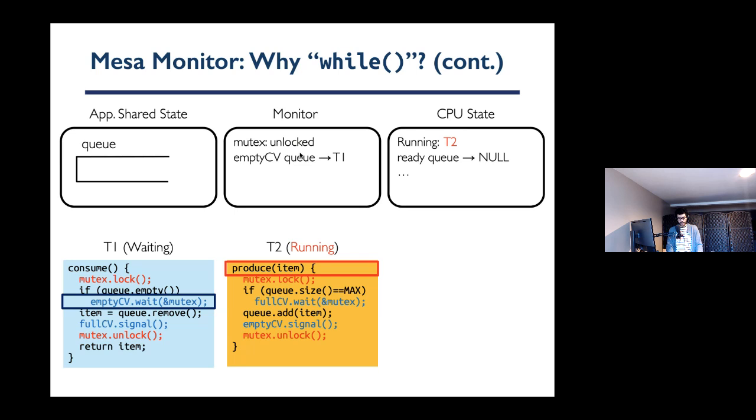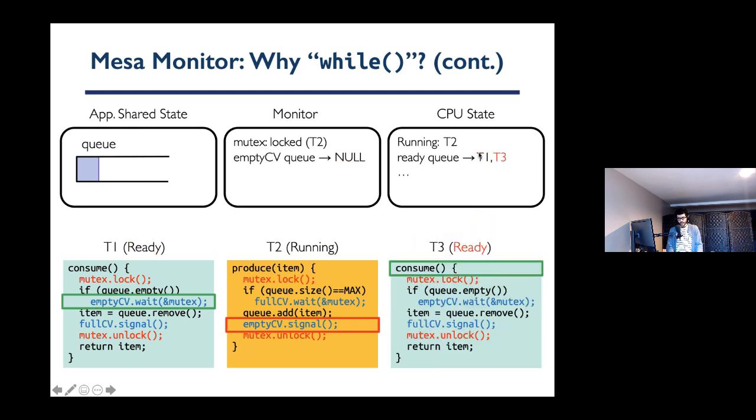Then T2 runs. Let's assume that T2 is a producer. So now T2 is running. It locks the mutex. It checks the queue is not full, so it adds an item. The item is added to the shared data. Now it signals the empty CV. What does that signal do? It empties the empty CV queue, so now nobody is there, and puts T1 on the ready queue. That's all it does. It unlocks. Now let's say at this time T3 comes and becomes ready as well.